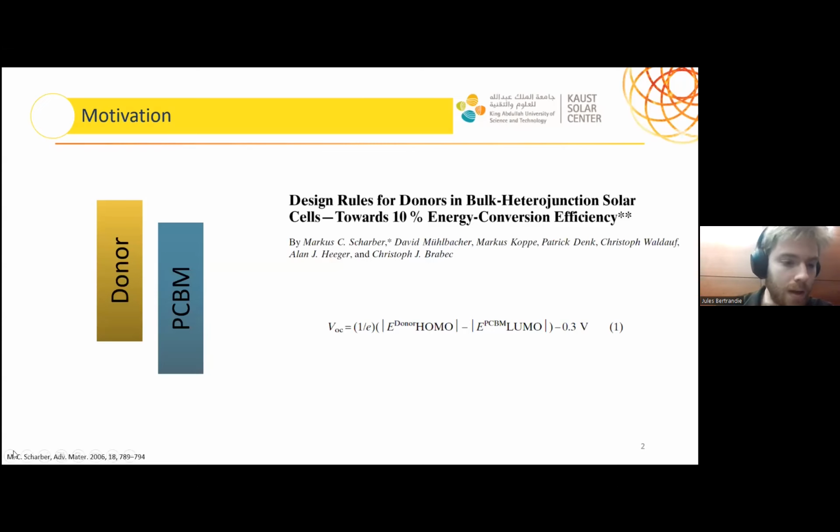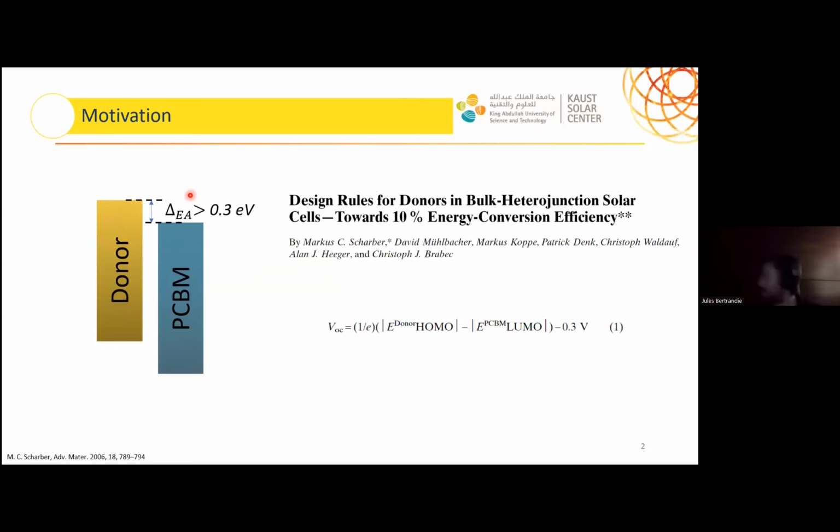For example, sorry, let me have a pen. In the case of, for example, PCBM, it has been shown that actually the offset of the electron affinity, we need an offset. Oh, sorry, the light just turned off. It's okay.